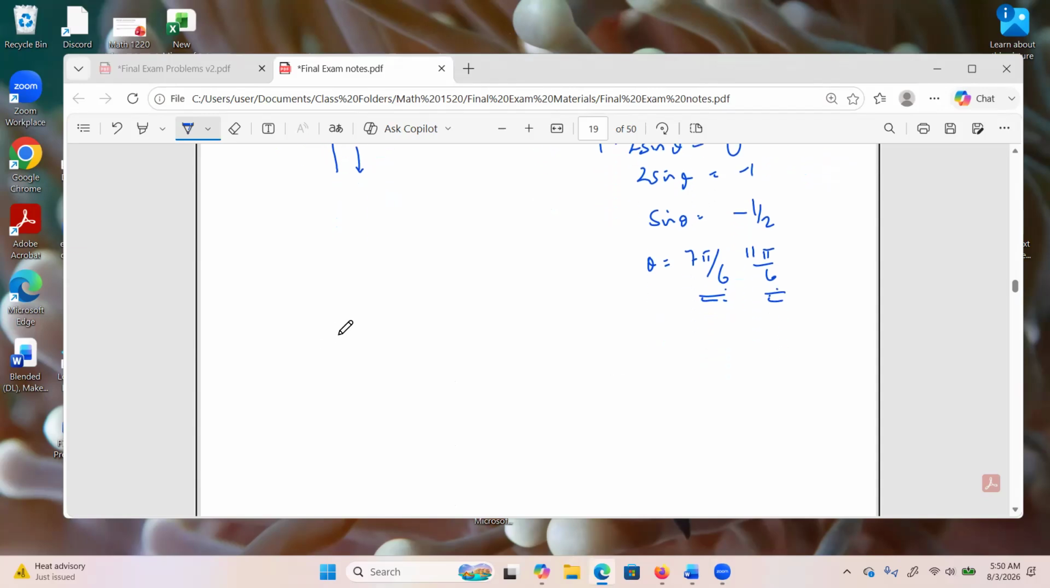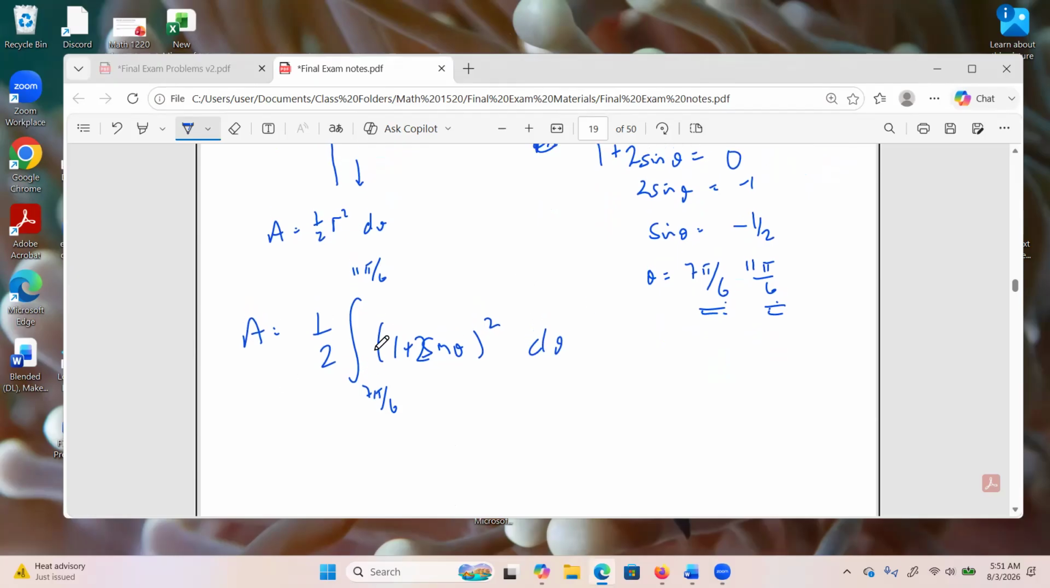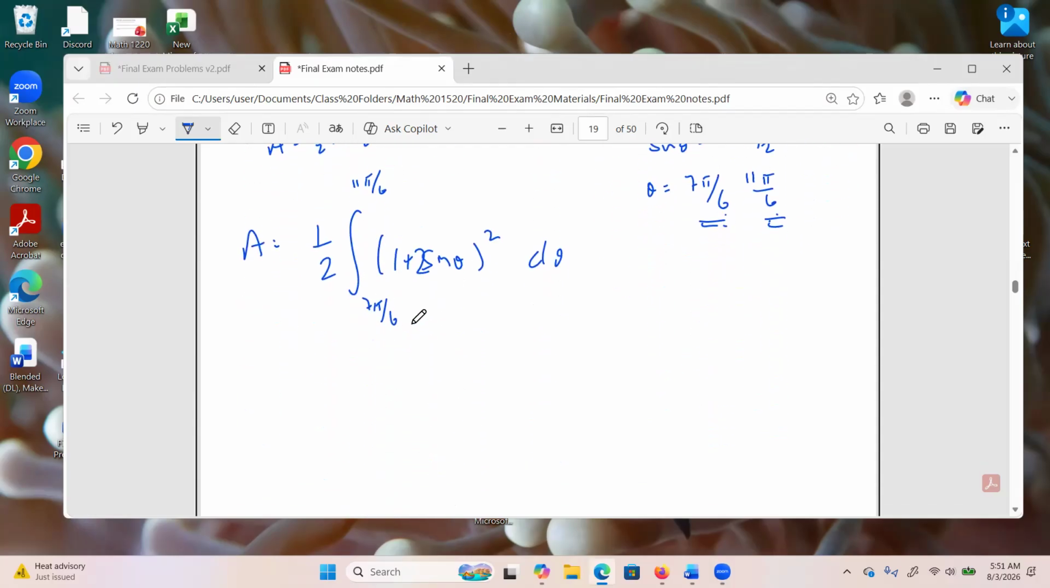Okay. So let's go ahead and set up our integral. Our area is equal to 1/2 the integral from 7 pi over 6 to 11 pi over 6 of 1 plus 2 sine theta, squared, d theta, because A is equal to 1/2 r squared d theta. Okay, and that's what we're going to be working with. All right. We can't integrate it the way it looks like this. There's no u-substitution or anything like that. We're going to have to multiply this thing out.